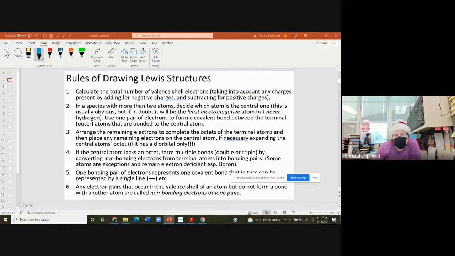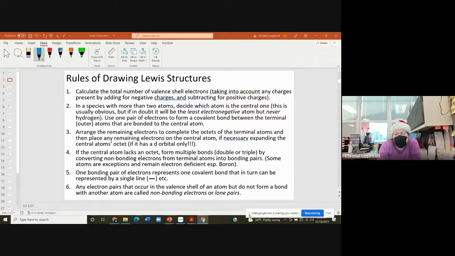We're going to calculate the total number of valence electrons available, adding in negative charges and subtracting for positive. So for example, if you had NH4 plus, okay, this would have how many electrons? What column is it in? 5. And this would have 4, so that's 9, but this is a plus sign, so it actually only has 8 electrons.